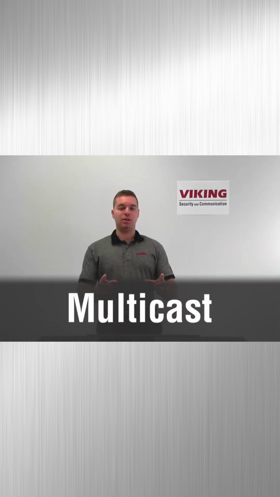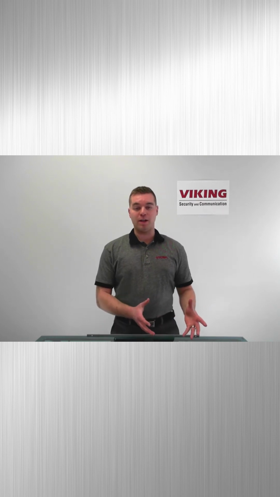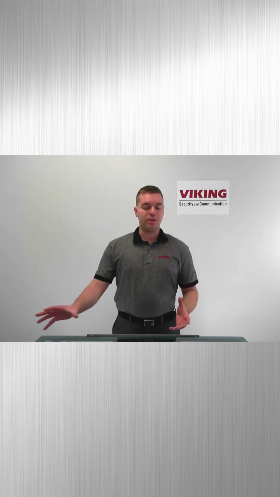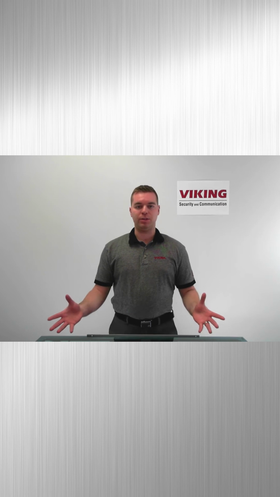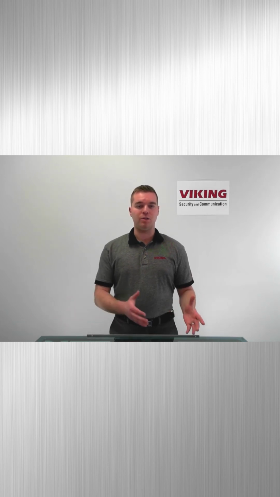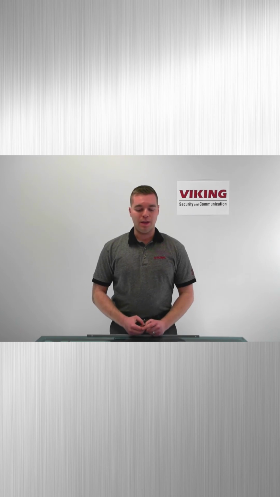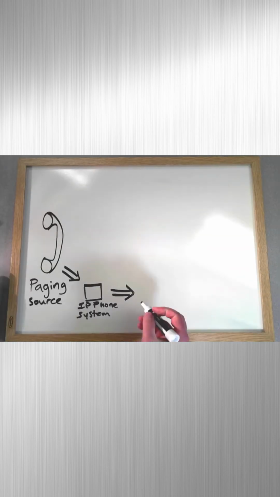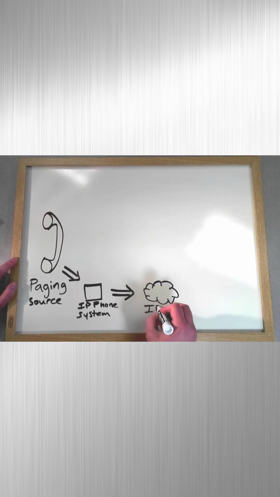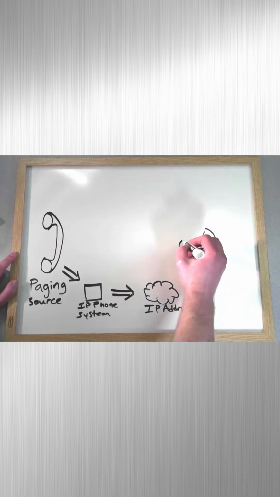Now on to Multicast. Multicast paging makes a lot of sense when you think about it like a TV or radio broadcast where a signal is sent to a transmitter and then individual TVs or radios tune in to that broadcast via the channel or a wavelength. In multicast paging applications, your audio is sent to an IP address and then endpoint devices and speakers are tuned into that IP address to receive the broadcast audio.